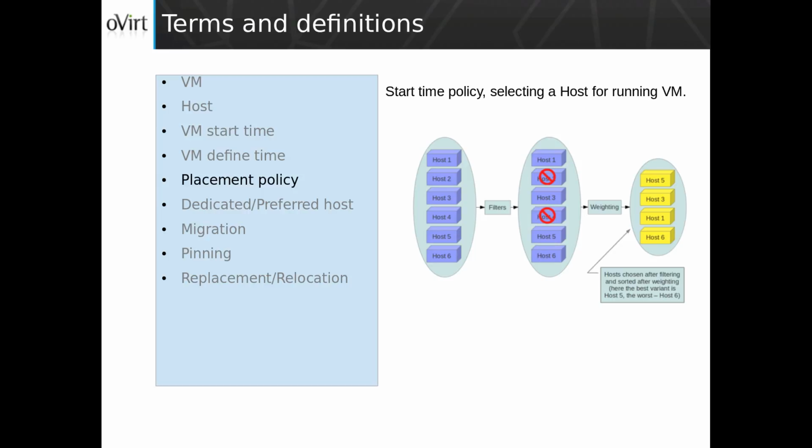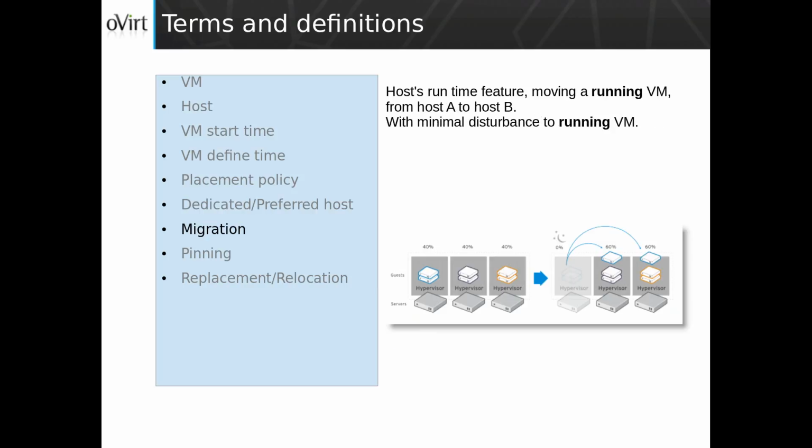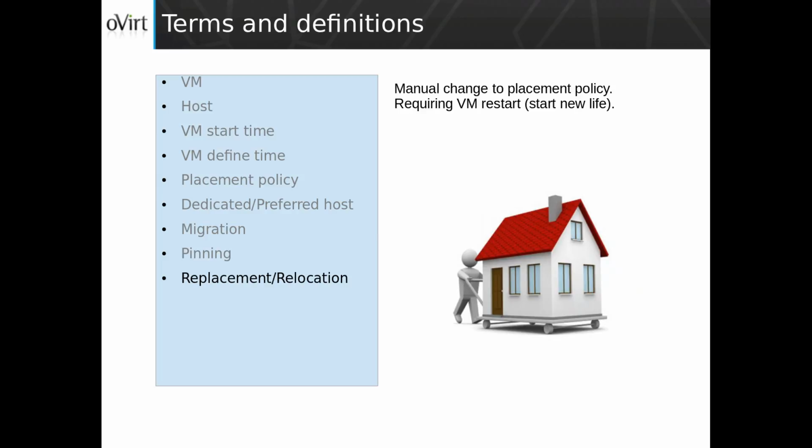Placement policy happens at VM start time and is responsible for selecting a host for the VM. Dedicated or preferred host is a placement policy rule requesting a VM to start on a specific host. Migration is a runtime activity relocating a running VM across hosts with minimal disruption to the running VM. Pinning is a migration restriction, actually forbidding migration.